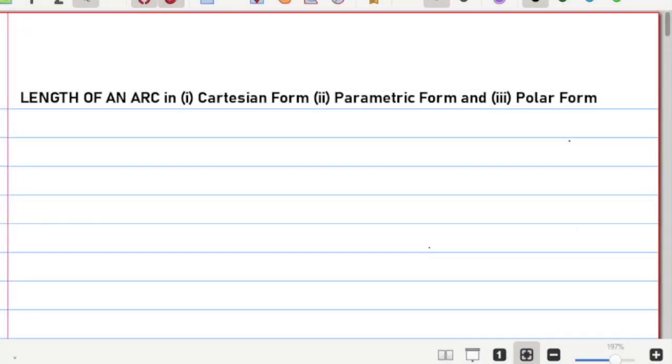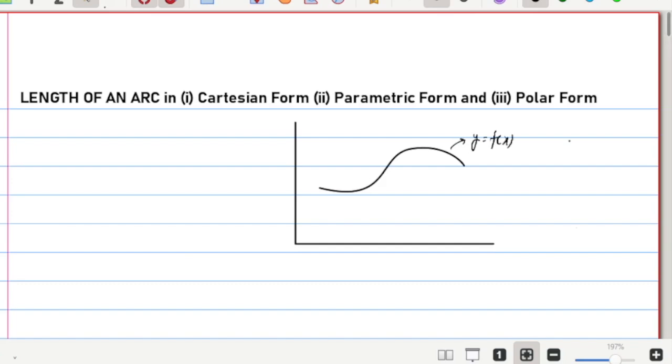Welcome to this lecture. In this lecture, we shall study the length of an arc of a curve. Let's consider this figure and assume that this is a graph of a function given by y is equal to f of x, or later on we shall convert the given function into parametric form, or we may also be given the function in polar form, or we can convert a given function into polar form, but the graph will always remain the same.